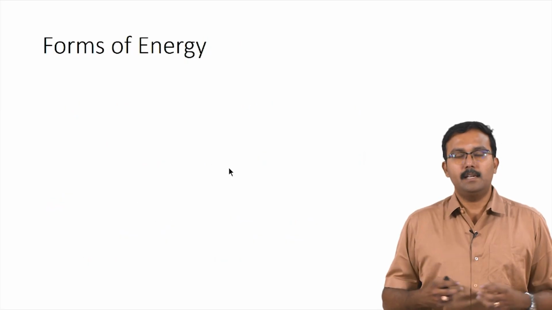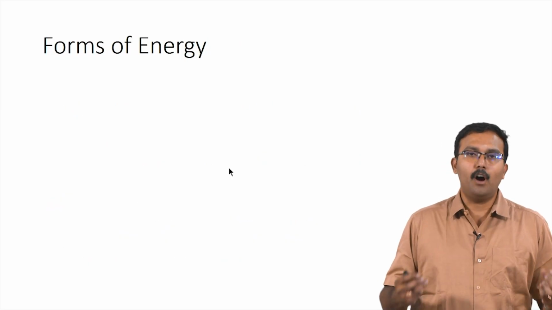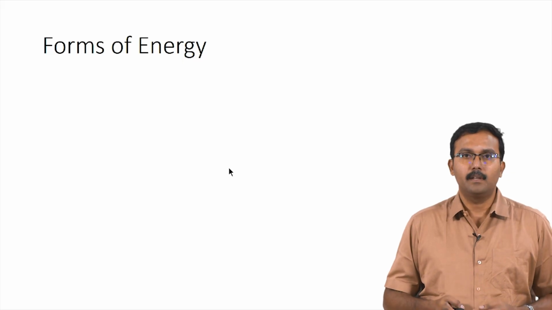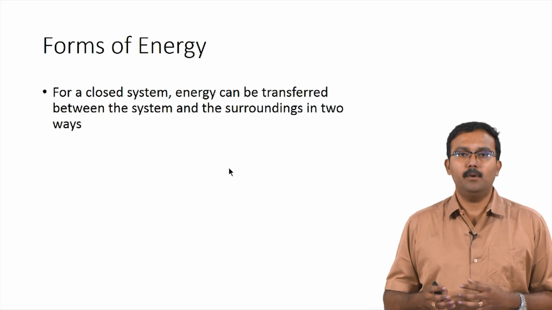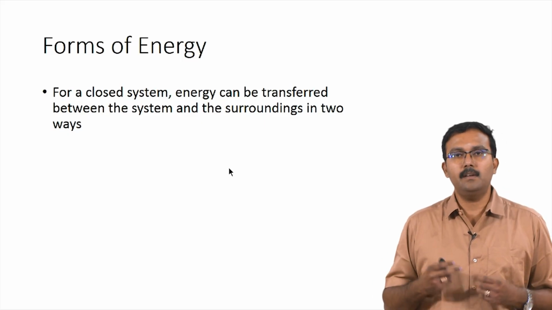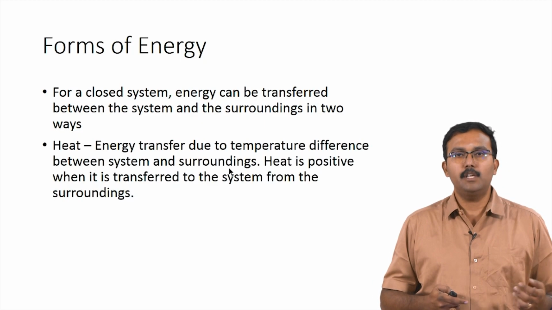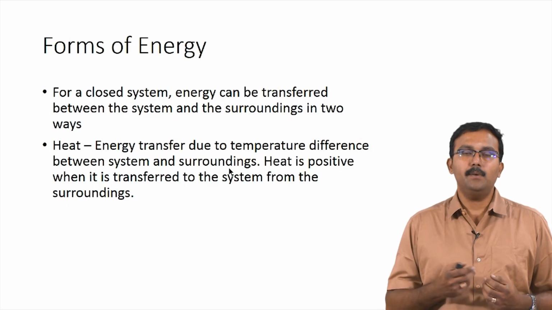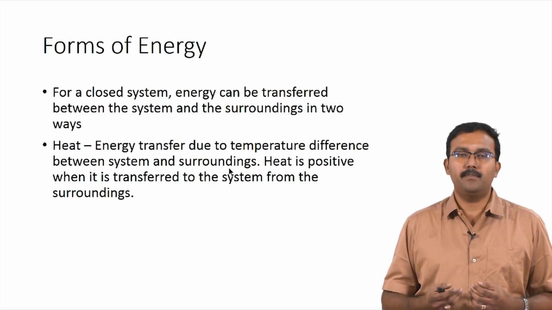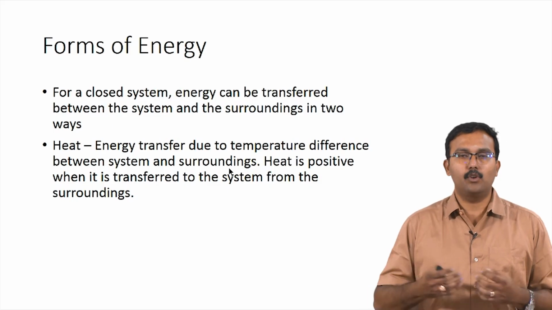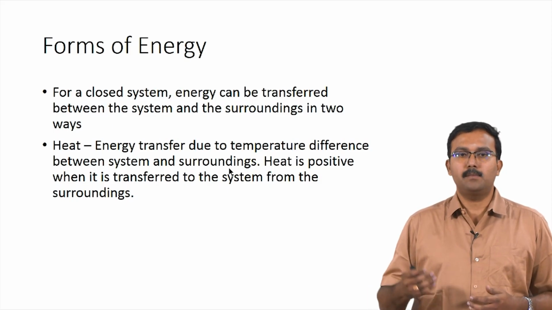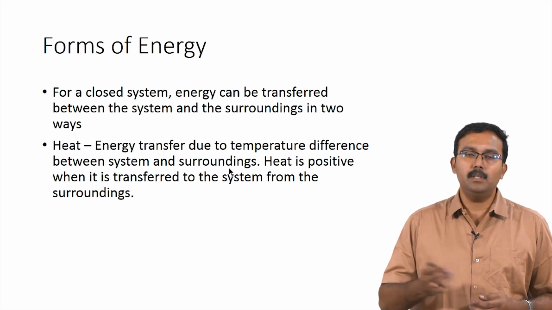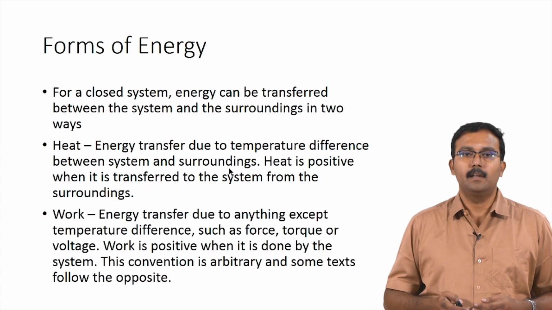When we talk about energy balances, there are different forms of energy which we have to look at. The energy can be exchanged between the system and its surroundings in two different forms. The first one is heat. Energy which is transferred due to temperature difference between the system and its surroundings is called heat. Conventionally, we will be using heat as positive when it is transferred to the system from the surroundings.